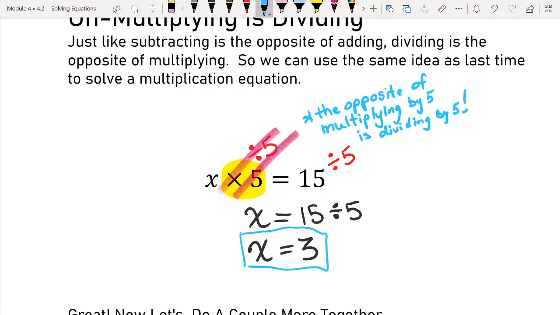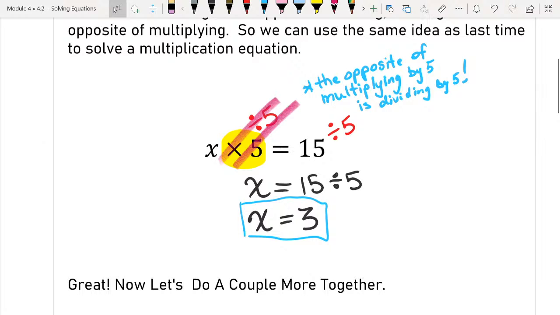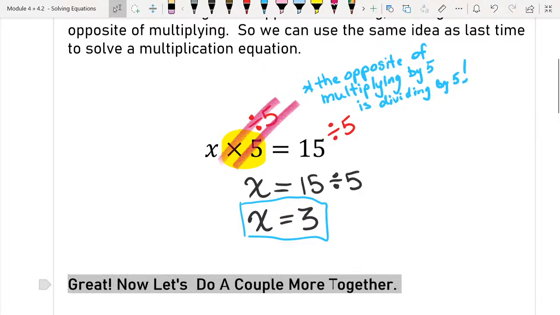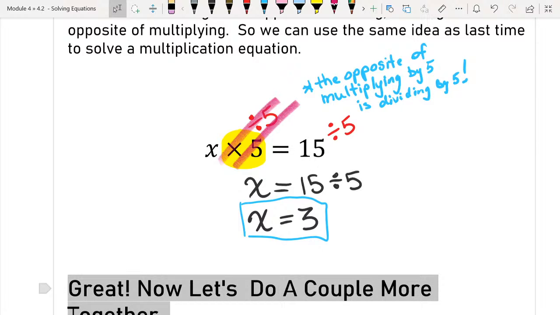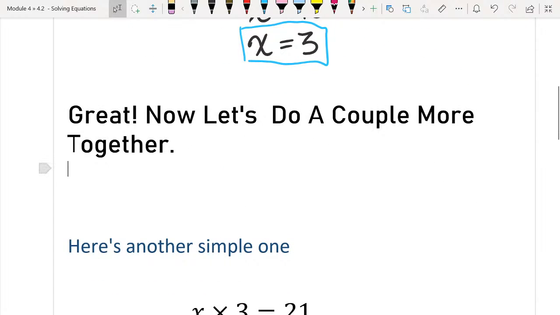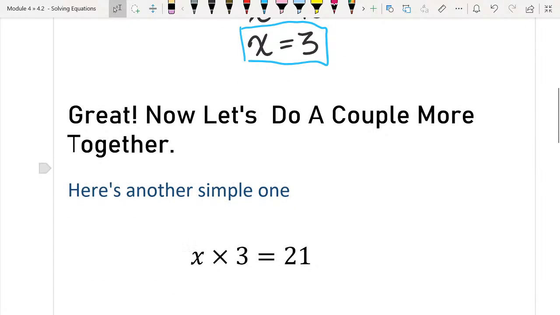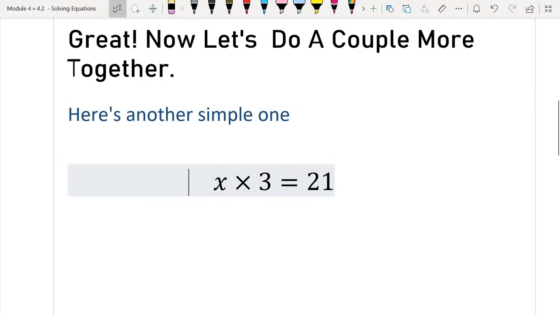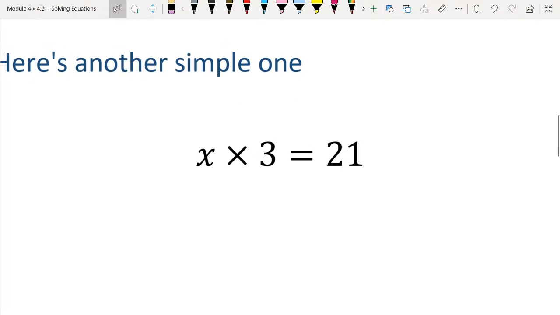So just like last time, the trick to this whole thing is just to undo what's been done. So let's do a couple of these together. Here's a simple one. Some number x times 3 is equal to 21. Again, we don't know what the number x is. They haven't told us that.